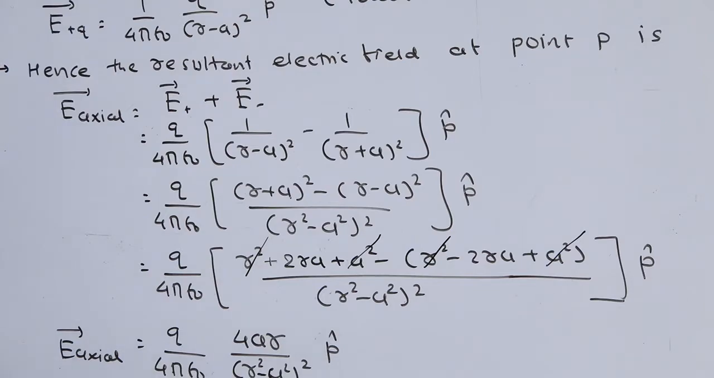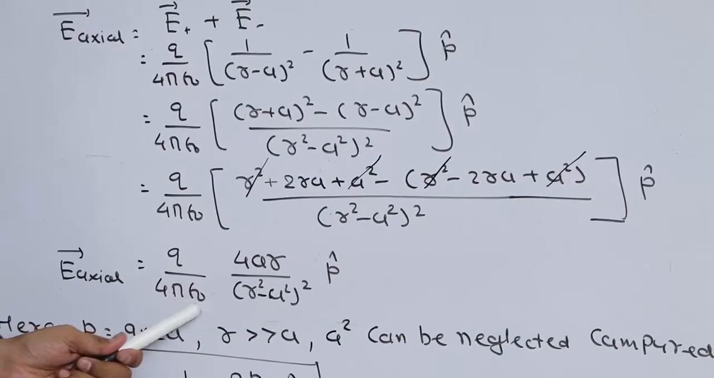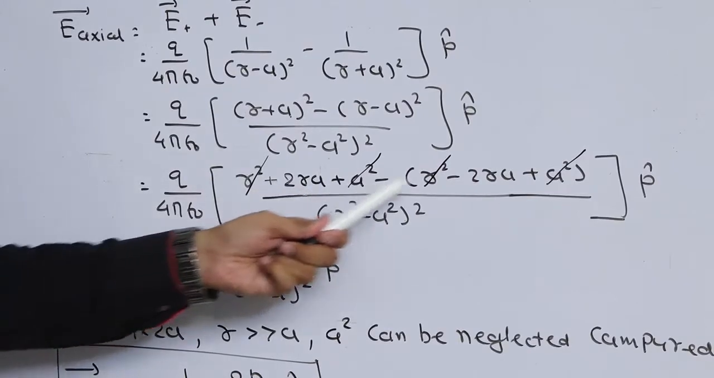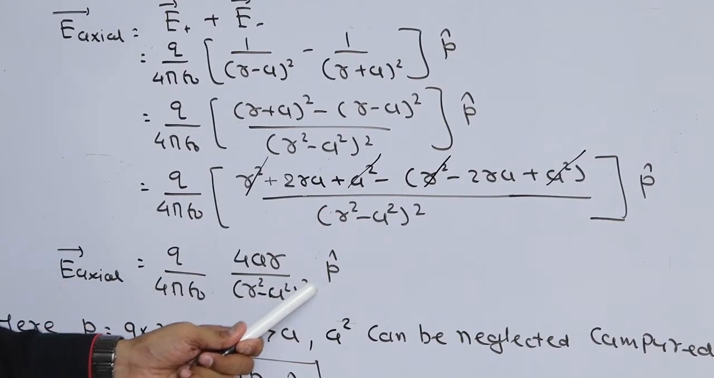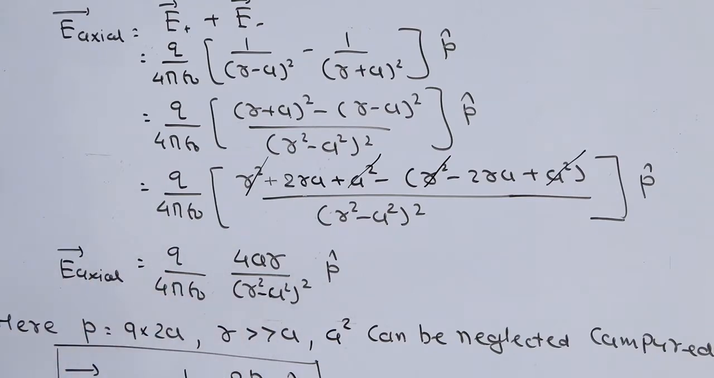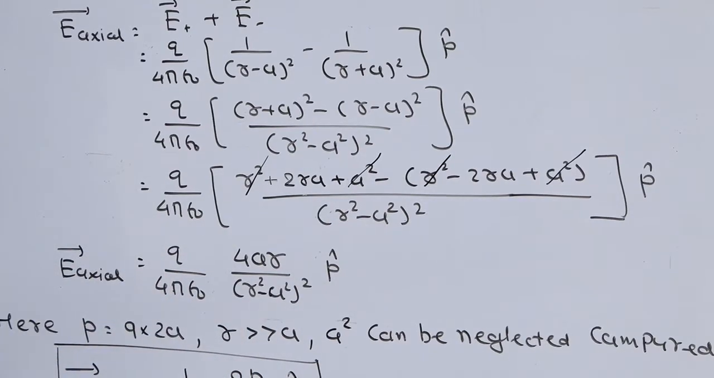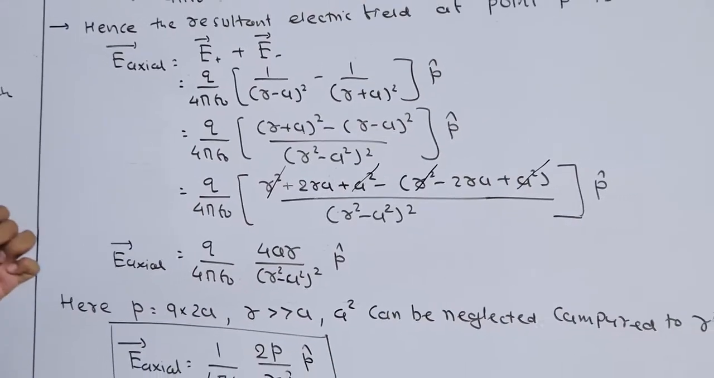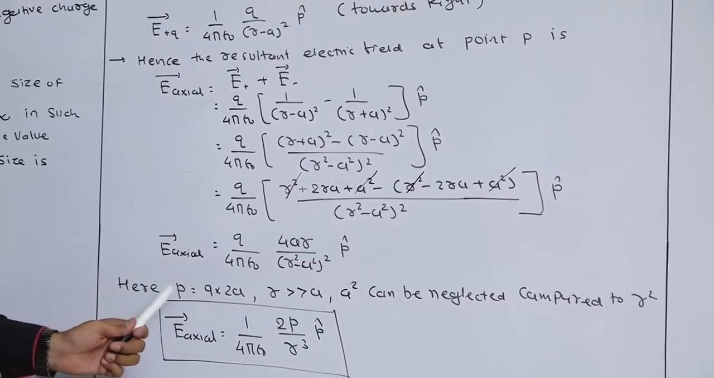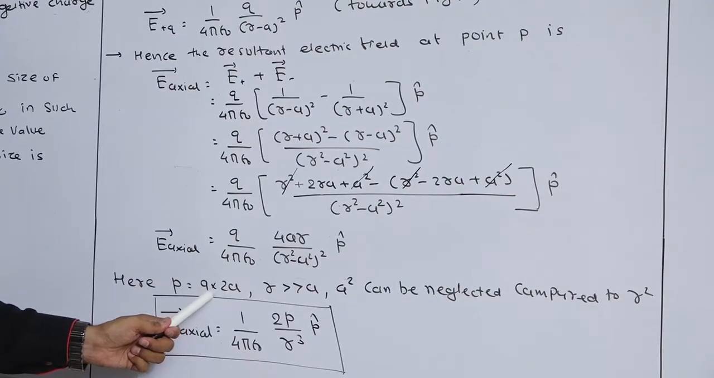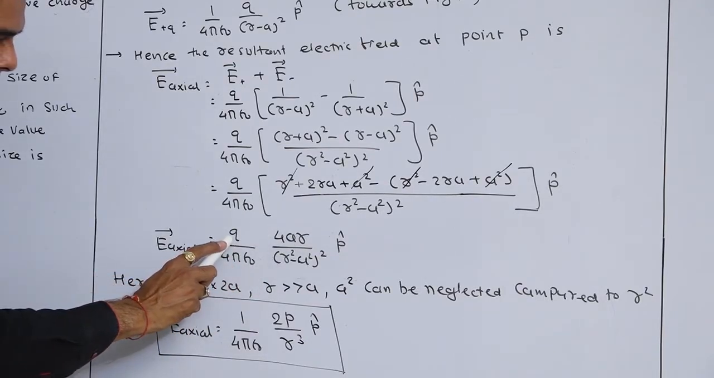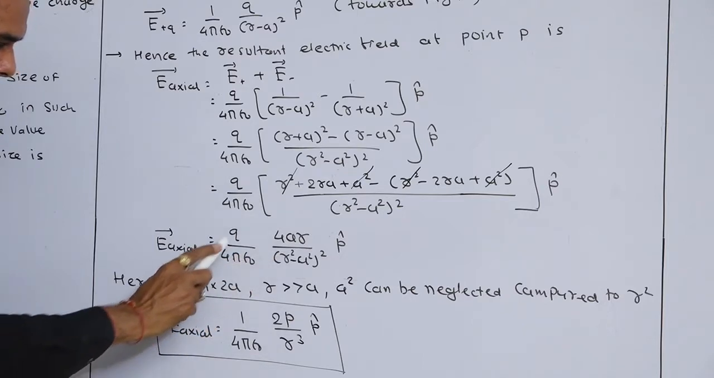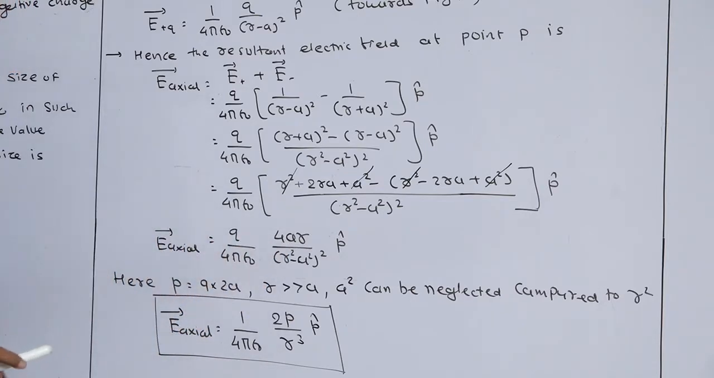So now rewrite the next step. Q upon 4 pi epsilon 0 as it is, 2ra plus 2ra is 4ra, divided by (r square minus a square) whole square into p cap. Now, as studied in the equation of the electric dipole moment, p is equal to q into 2a. Q is ready and 2a is also ready. In the above equation, q into 2a is replaced by p.